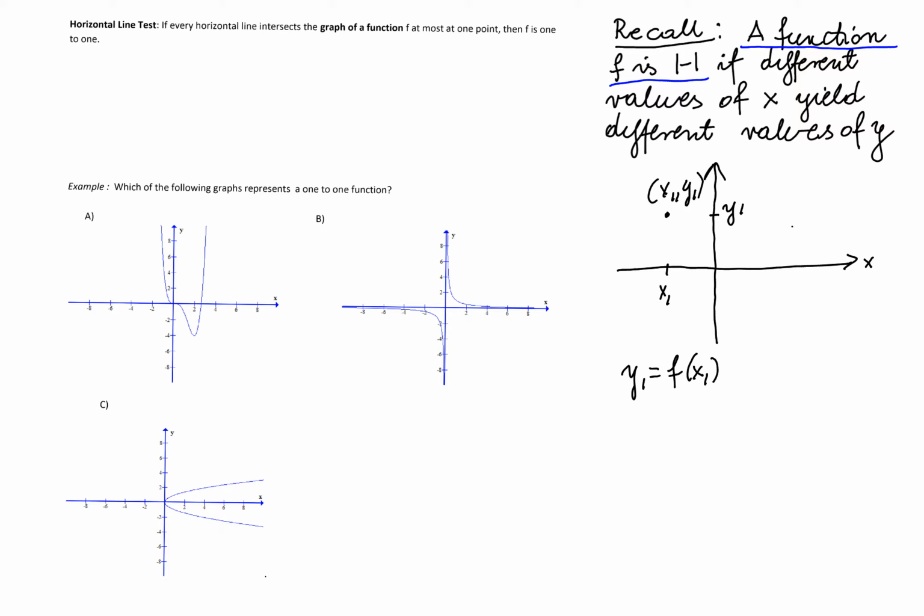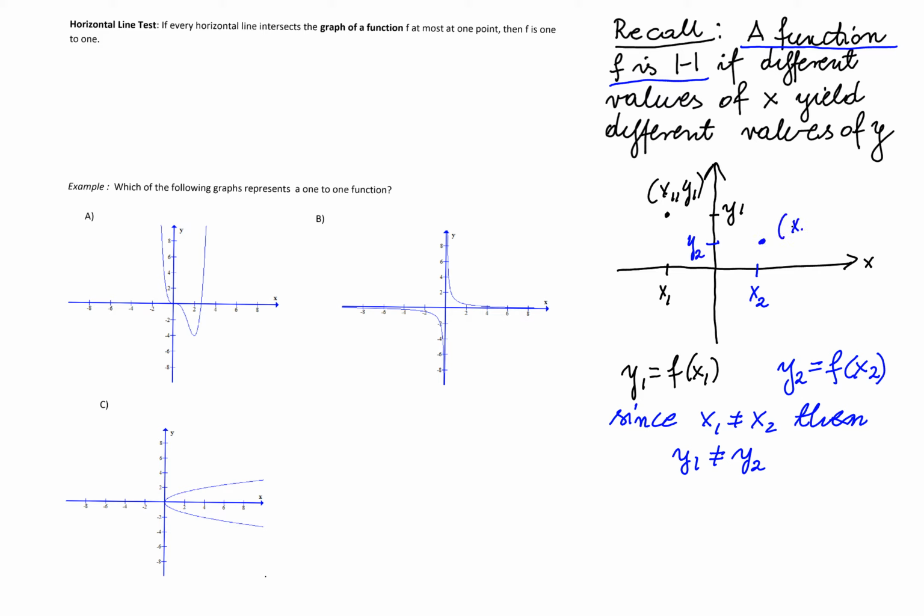Now let's choose a different value of x. Let's say this is x sub 2, and let y sub 2 be the value of the function at x sub 2. Now since x sub 1 is different than x sub 2, then by definition of the one-to-one function, y sub 1 has to be different than y sub 2. So if I were to plot the point with x coordinate x sub 2, that point would have to have a y coordinate that is different from y sub 1, and that would be the point, for example, here.